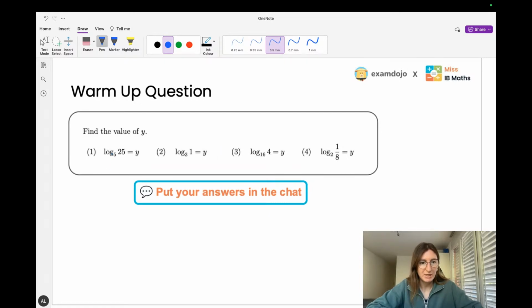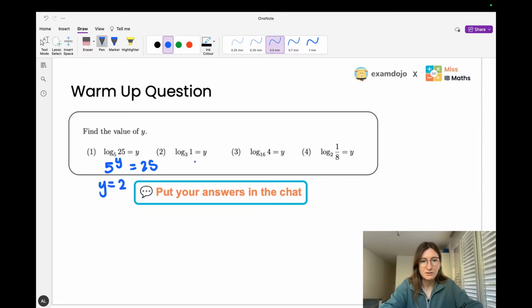So when we have log base 5 of 25, we want to know what y is. You can think about it like answering this question: 5 to the power of what gives me 25? So there we can see that it is going to be 5 to the power of 2. So y equals 2.